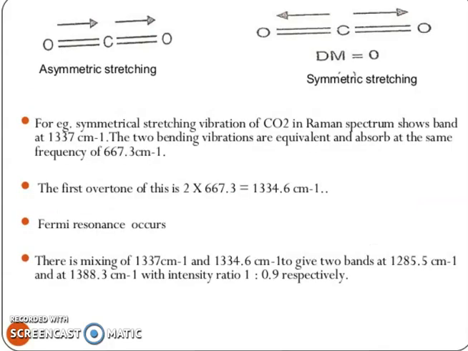You can see in carbon dioxide, asymmetric stretching and symmetric stretching. The dipole moment is zero. For example, the symmetrical stretching vibration of CO2 in Raman spectra shows a band at 1337 inverse centimeter. The two bending vibrations are equivalent and absorbed at the same frequency of 667.3 inverse centimeter. The first overtone of this is 1334.6 inverse centimeter. Fermi resonance occurs. There is a mixture of 1337 and 1334 to give two bands at 1285 and 1388, with intensity ratio 1:0.9 respectively.